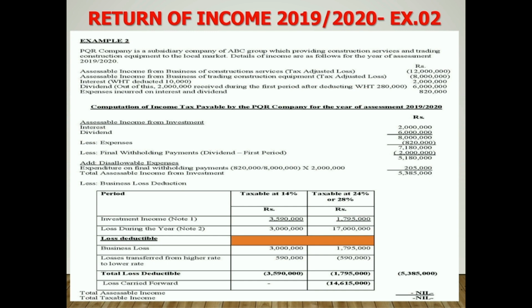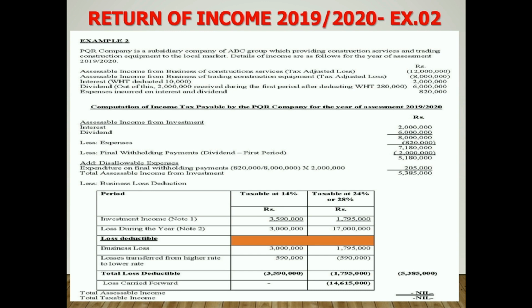Therefore, 3,590,000 I am deducting from investment income as a business loss, and finally my entire investment income I am going to set off against the business losses. So total assessable income I have deducted against the available business losses. Therefore, total assessable income is nil, and total taxable income is also 0 for this year of assessment.